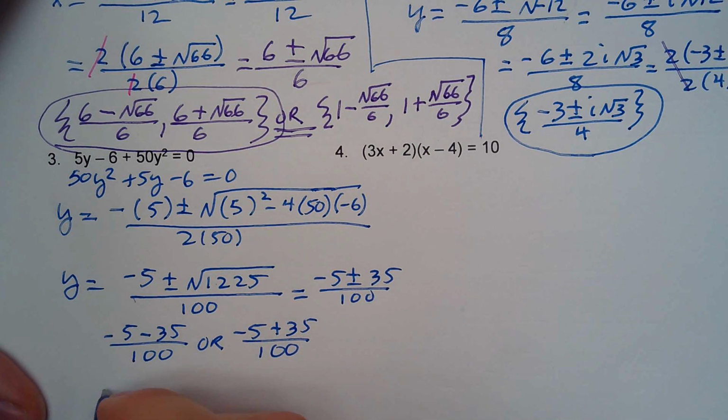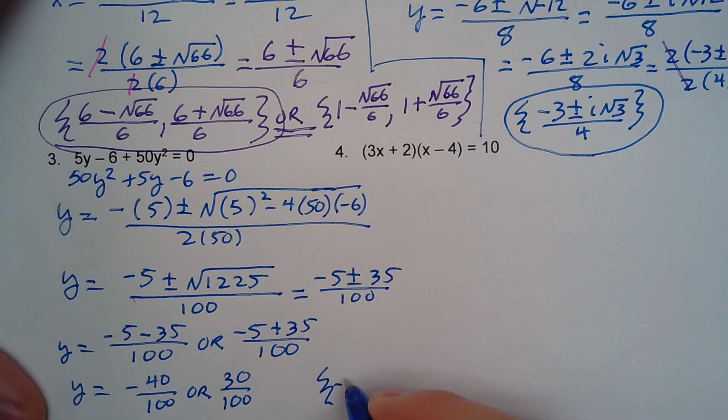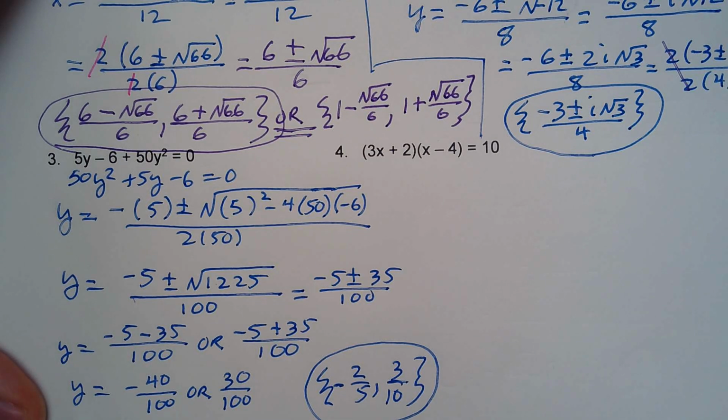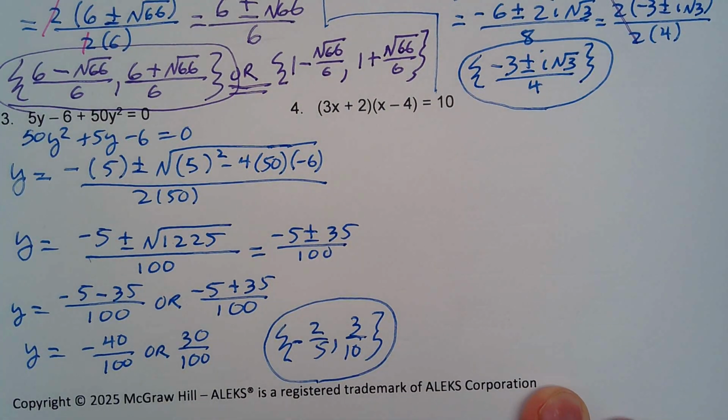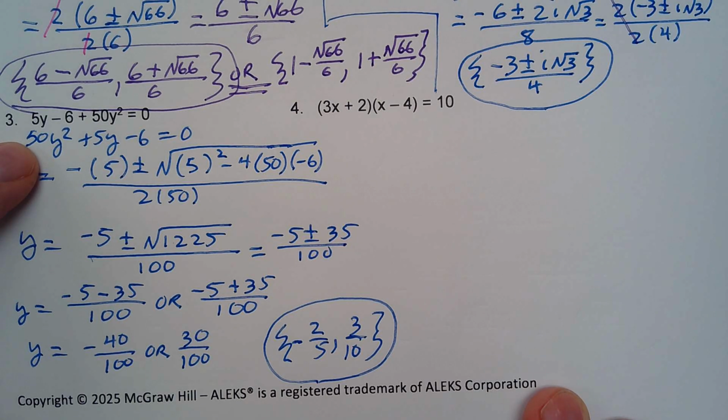So that gives me a negative 40 over 100, or 30 over 100. 40 over 100 reduces to 2/5, so that would be a negative 2/5. That's one of my answers. And the other one reduces to 3/10. And again, this would tell me that this is factorable. Though I'm not sure if I really want to factor that.